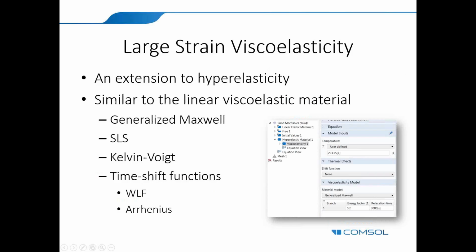Now, earlier we had a question about modeling materials which are strain rate dependent. These are called large strain viscoelasticity models. In the beginning of the presentation, I stated that we use purely hyperelastic material models for scenarios where stress does not depend on strain rate. But for materials which exhibit rate-dependent behavior, a large strain viscoelasticity formulation can be used. It is an extension to hyperelasticity and basically includes viscoelastic material models such as the generalized Maxwell model, standard linear solid model, and Kelvin-Voigt model. You can also incorporate temperature effects via the inbuilt or user-defined time shift functions.